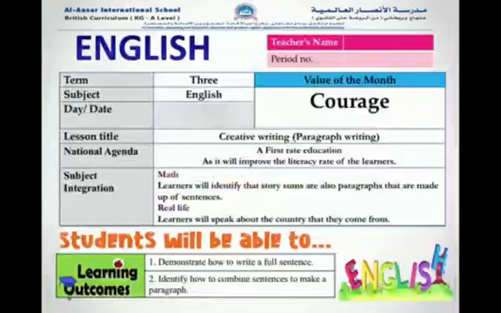Now in today's lesson we are going to continue with paragraph writing that we started yesterday. So don't forget to bring the piece of paper that you wrote on yesterday with your pencil. Now at the end of today's lesson you will be able to demonstrate how to write a full sentence, which means that you will understand how you need to write a full sentence, and you are going to identify how to combine sentences to make a paragraph.